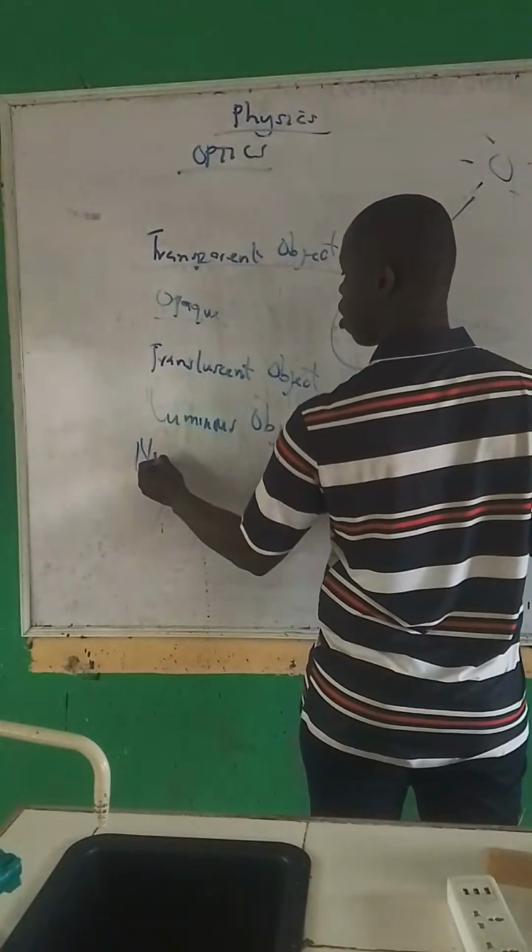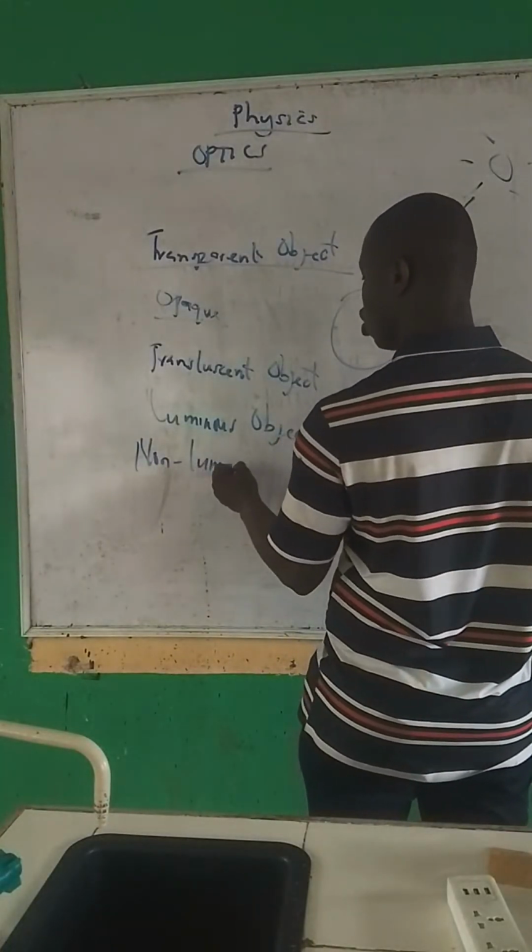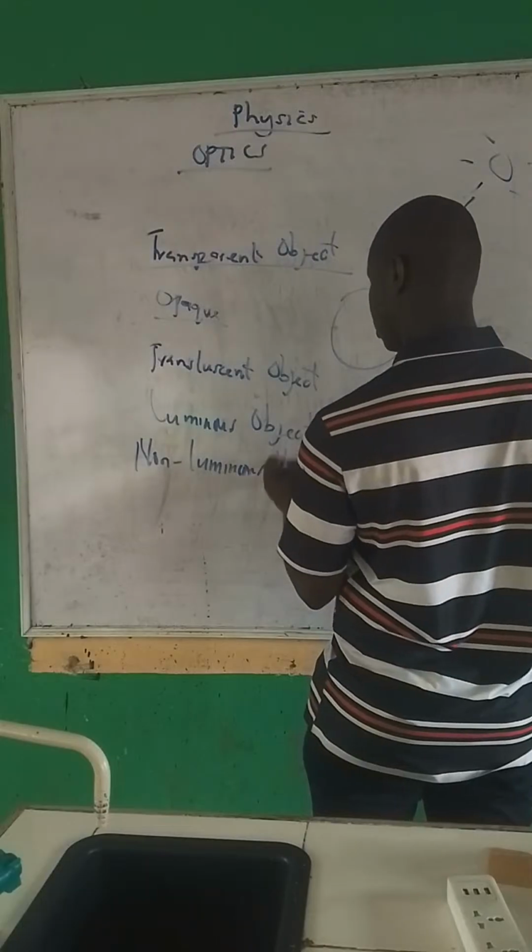Another term we use in optics is non-luminous objects.